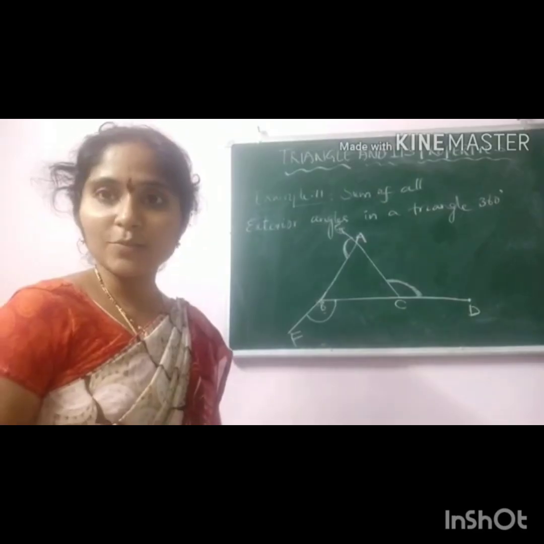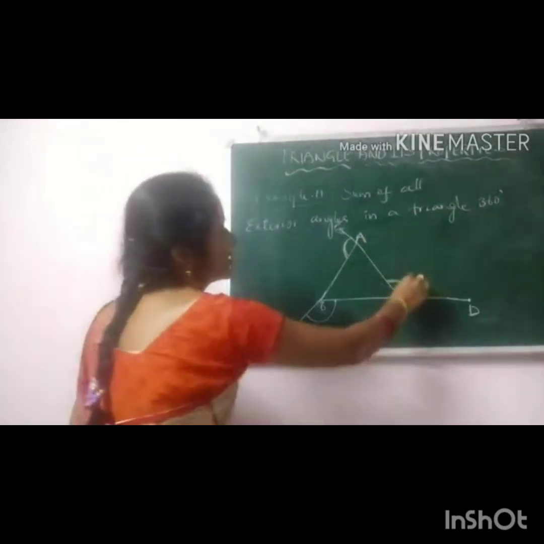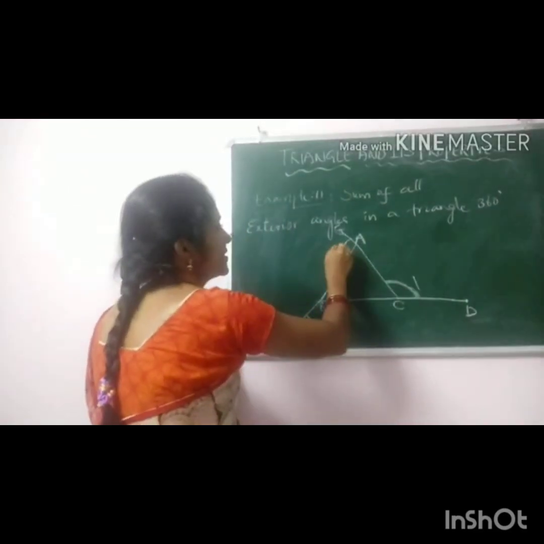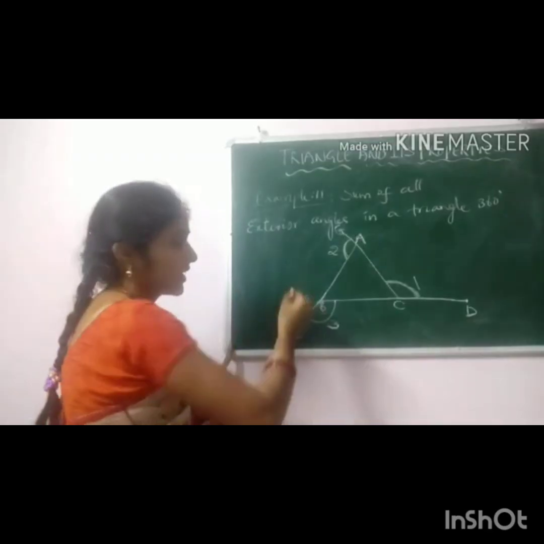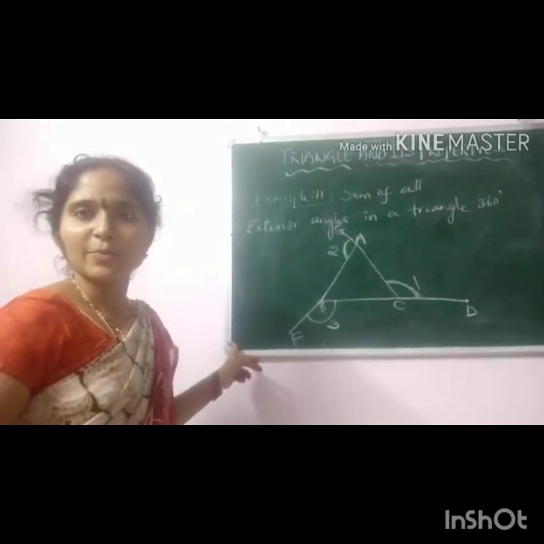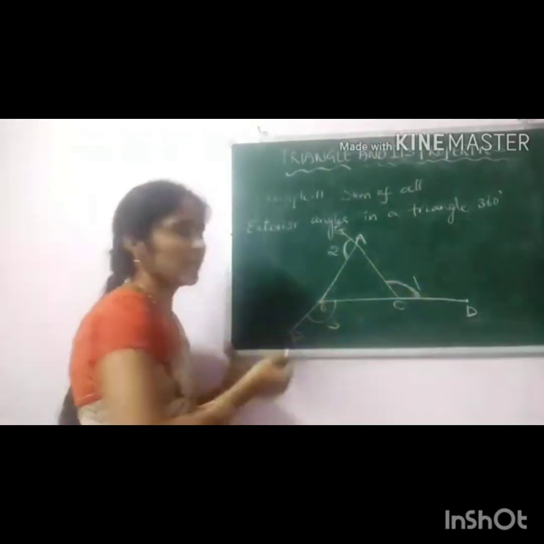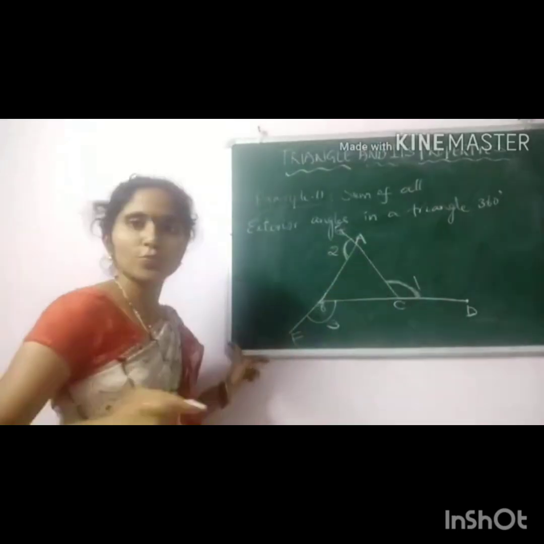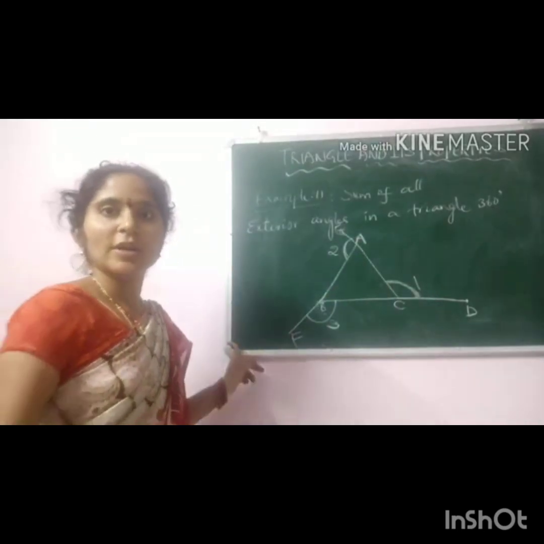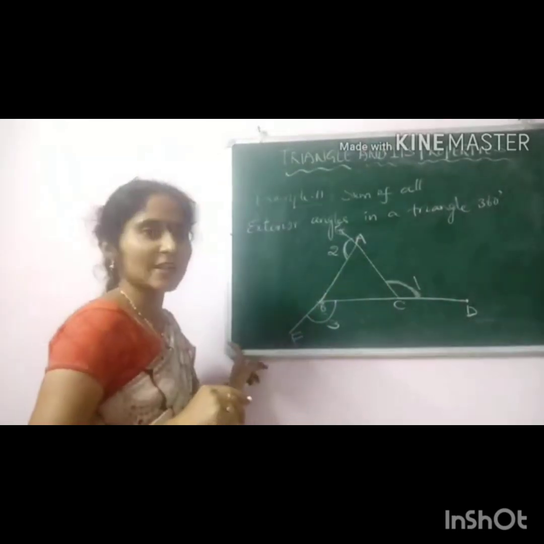Let us give names to these exterior angles. This is exterior angle 1, this is exterior angle 2, and this is exterior angle 3. You can give 1, 2, 3 also, no problem. We can give angle names as we wish.